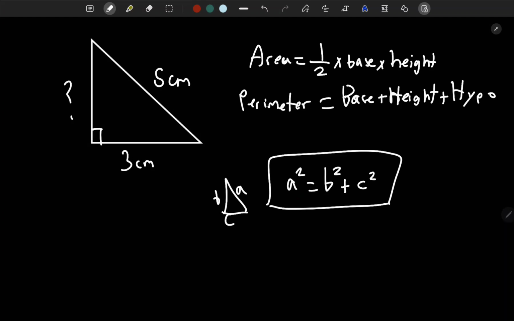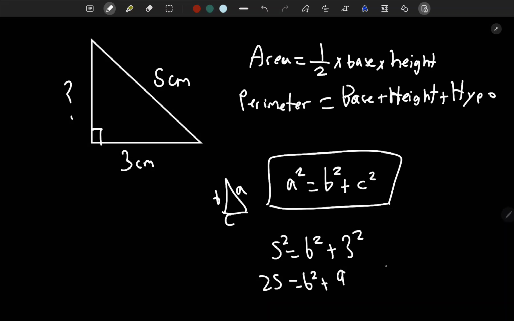We can still apply the same formula, but this time solve for another variable. So we do have A squared, which is going to be 5 squared, which is 25, equal to, let's call it B squared, which we are solving the height for, and C squared is going to be 3 squared. So now it's going to be 25 is equal to B squared plus 9, and we can bring 9 to the other side.